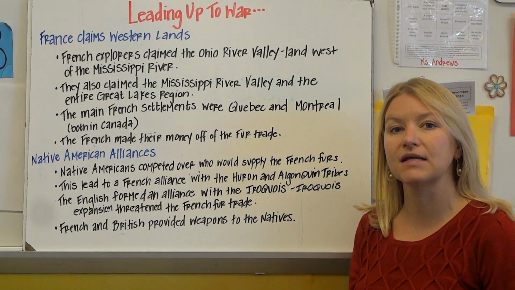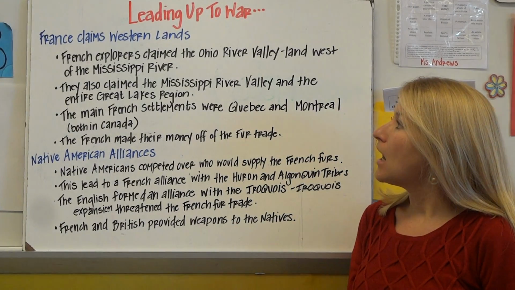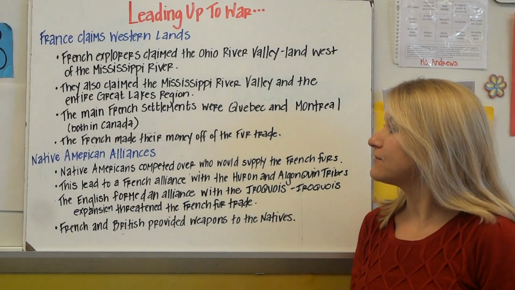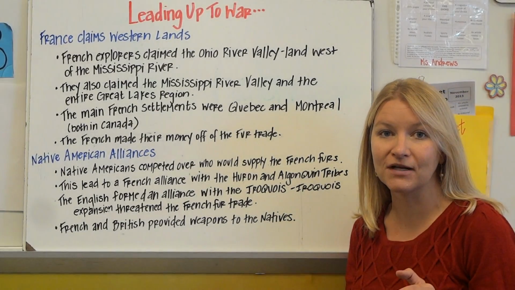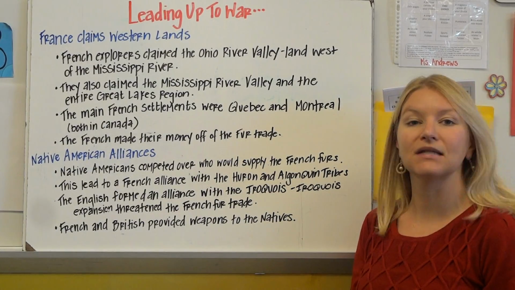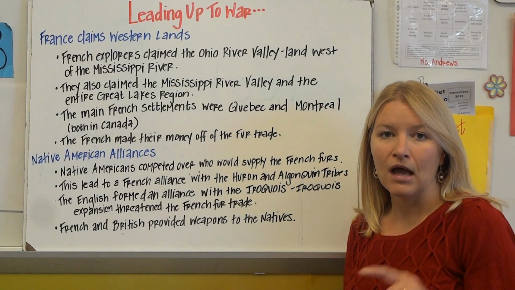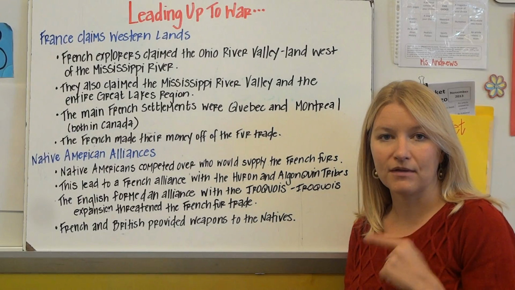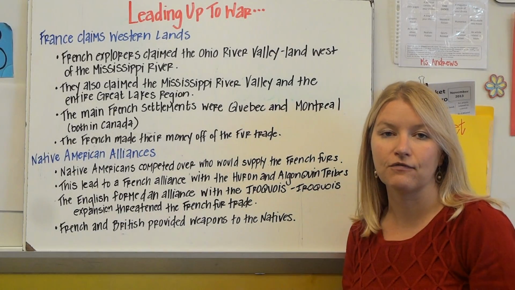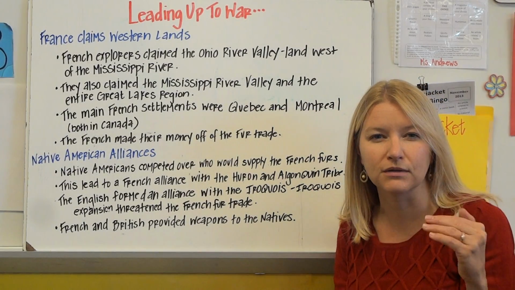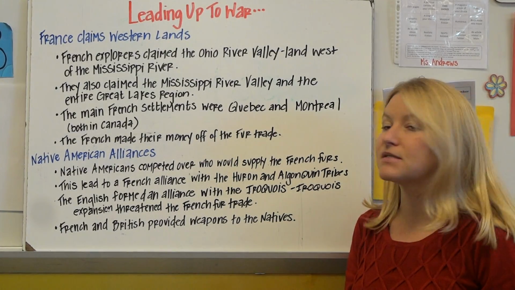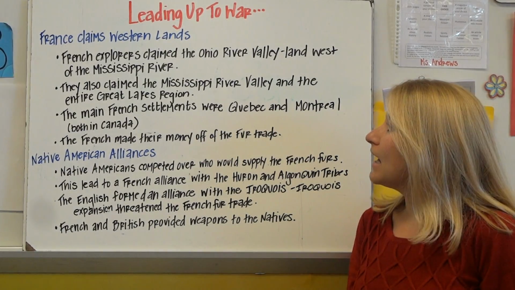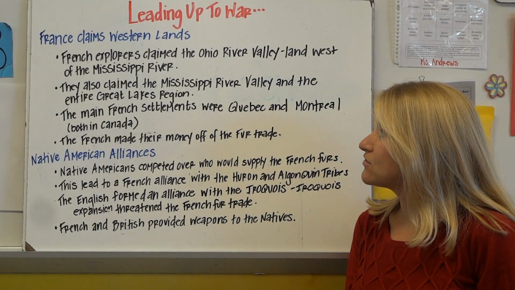So first of all, France claims Western lands. The French explorers spent a lot of time claiming areas in the Ohio River Valley specifically. Then that was the land west of the Mississippi River. And you're going to see a paper slide following this video that shows the maps of the French and Indian War, so hopefully that will give you a little bit more of a picture of what's going on. They also claimed the Mississippi River Valley and the entire Great Lakes region.